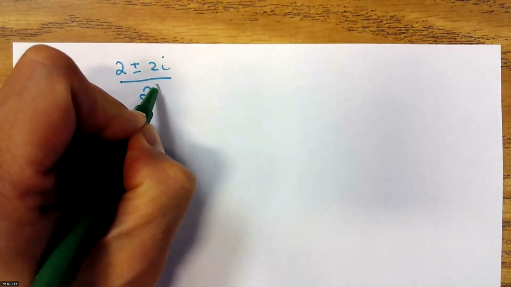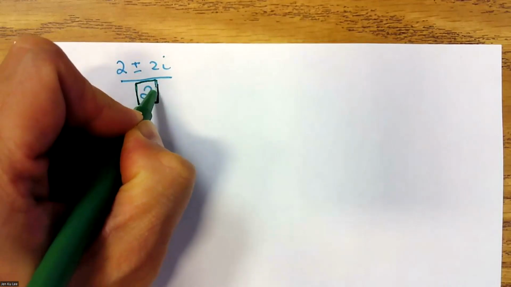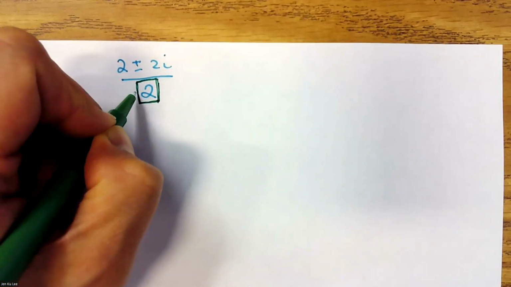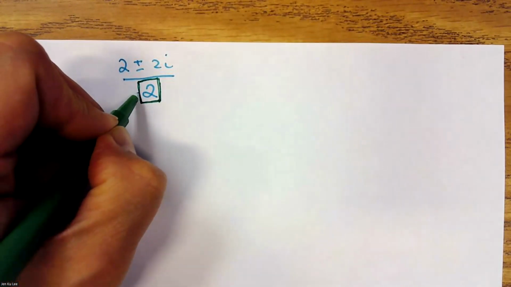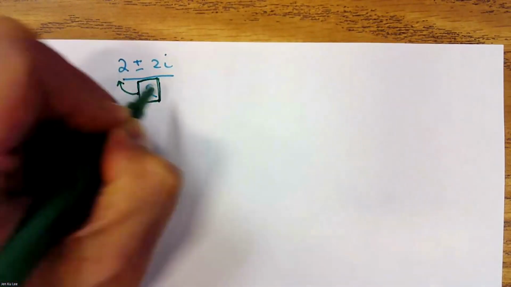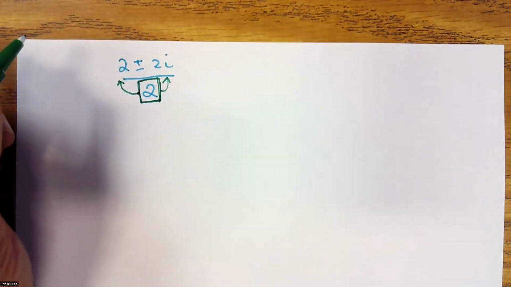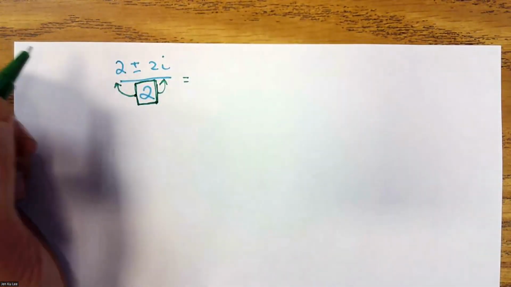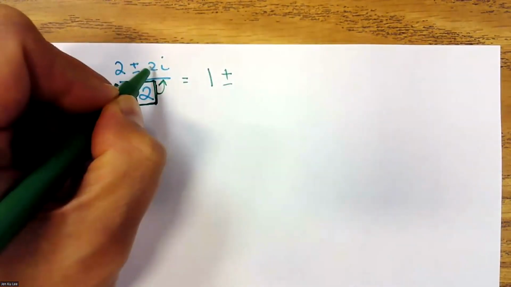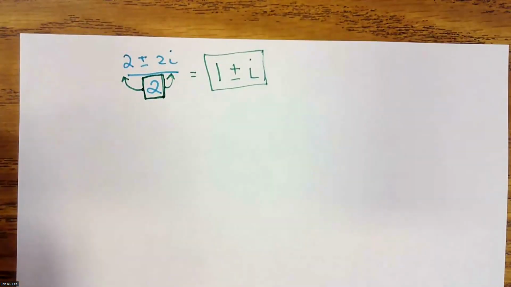And so you guys have to remember, because students make mistakes on this. This is a common mistake. The denominator of 2 goes to both the 2 and the 2i. Okay? Does not go to just 1. So 2 divided by 2 is 1, plus or minus 2i divided by 2 is i. Okay?